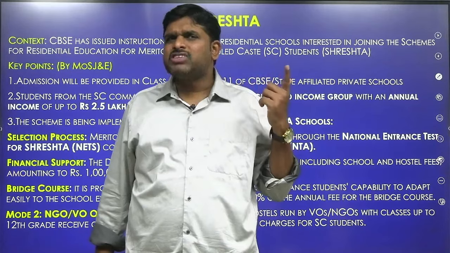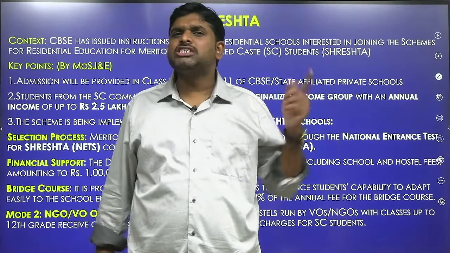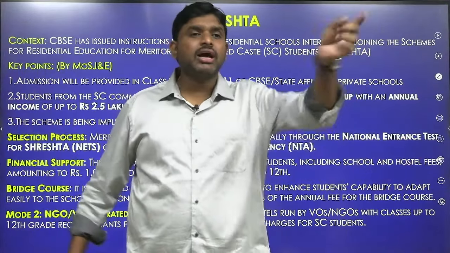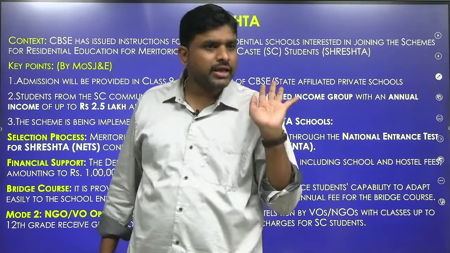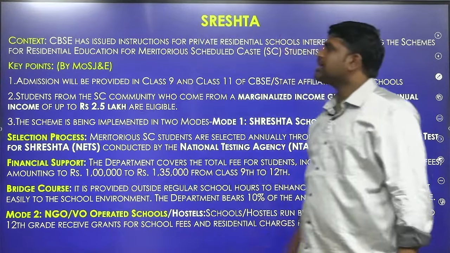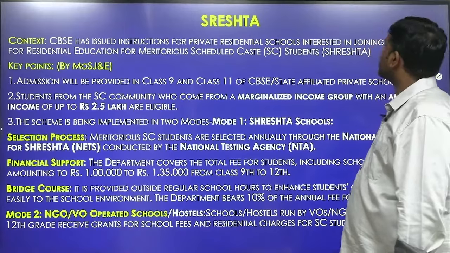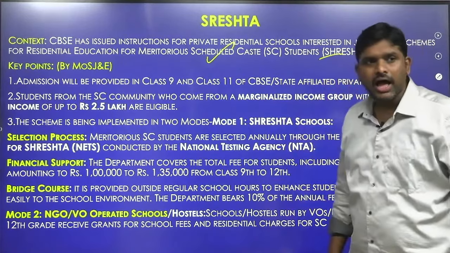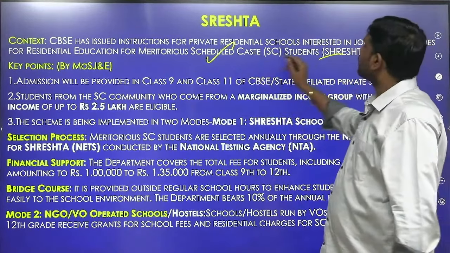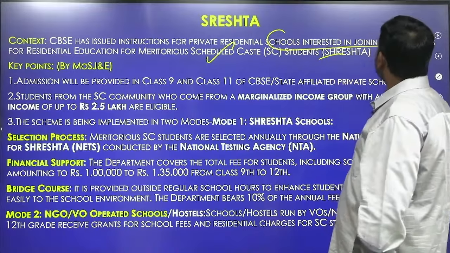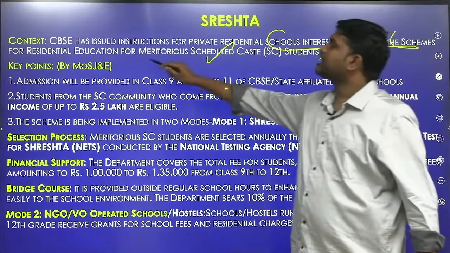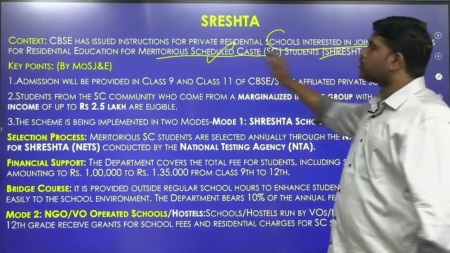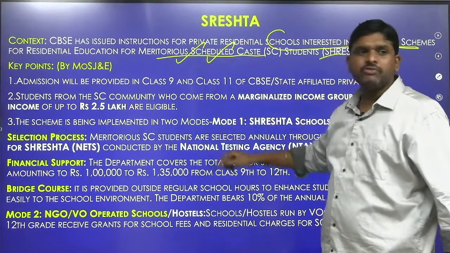So, obviously, this type of schemes will come under which ministry? Ministry of Social Justice and Empowerment. Remember this. Any SC, ST, OBC, minority, such sort of schemes are there, no? It will come under Ministry of Social Justice and Empowerment. CBSE has issued instructions for private residential schools interested in joining the Scheme for Residential Education for Meritorious SC Students, Shrestha. Full form is what? Schemes for residential education for meritorious.